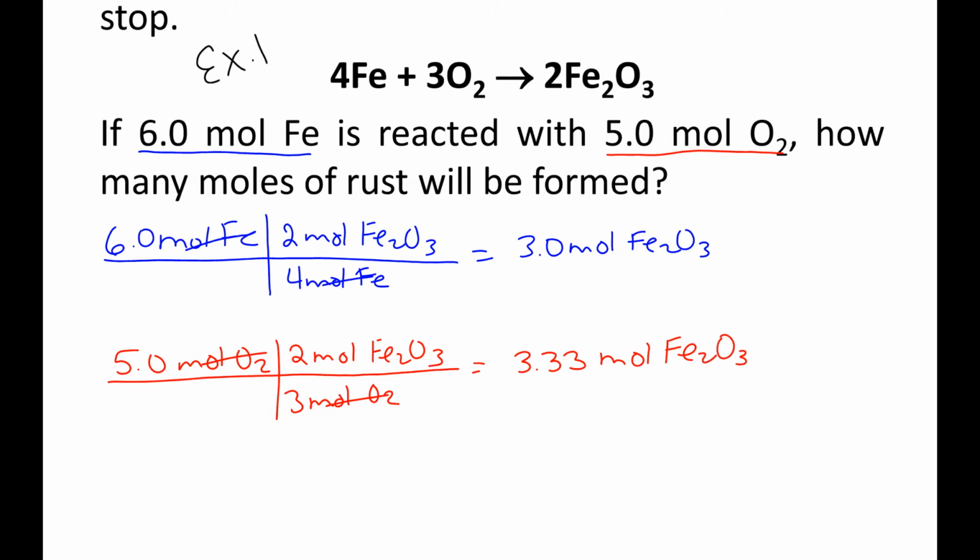So it asks how many moles of rust will be formed. You have to take the smallest amount, because once you run out of that reactant, no more is going to be made. So our answer is 3 moles of Fe2O3. Once we hit the 3 mole mark, the reaction stops, because you've run out of iron. There's no more iron to turn into rust. So iron, in this case, is the limiting reactant.